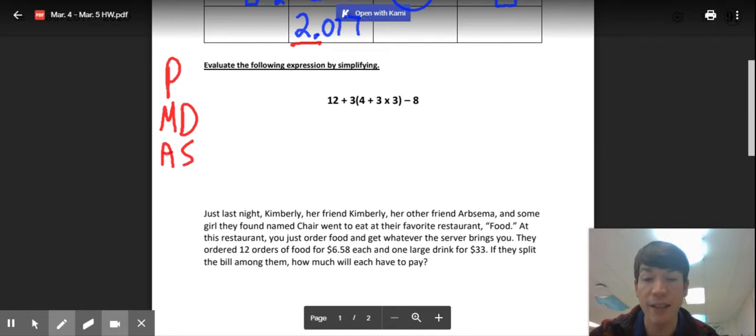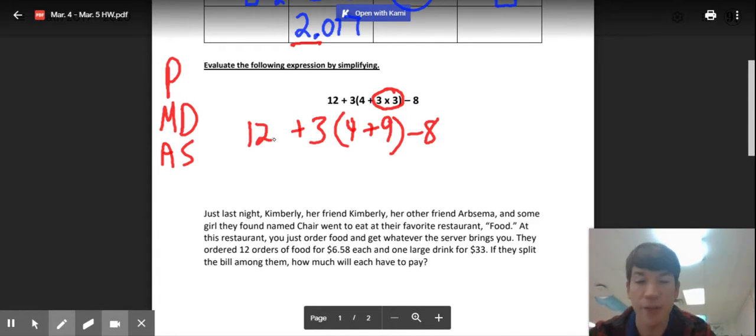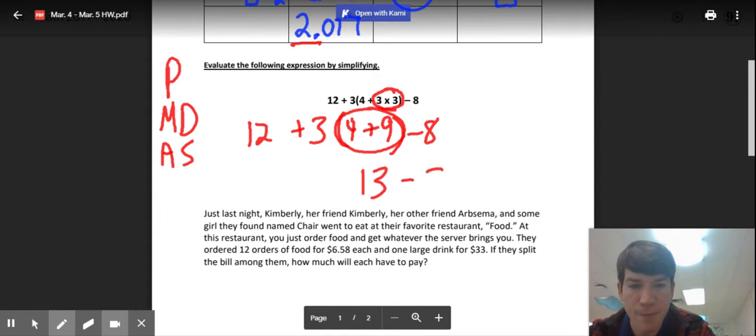Now, when I see this, I start off, I look in the parentheses. I have addition and multiplication. Multiplication comes first. I'm going to circle it. 3 times 3 is 9. I'm going to keep those parentheses right now because I still have things to do inside of those parentheses. Now at this point, I still have parentheses. I'm going to circle 4 plus 9, which is 13. Now at this point, I can drop the parentheses because I've finished everything inside of the parentheses.